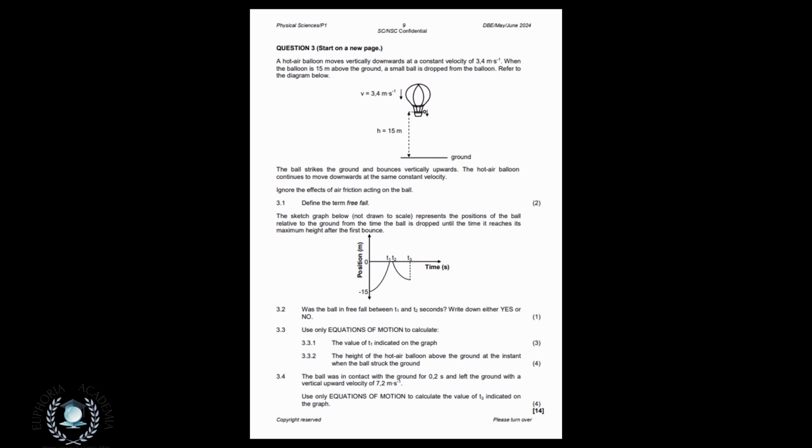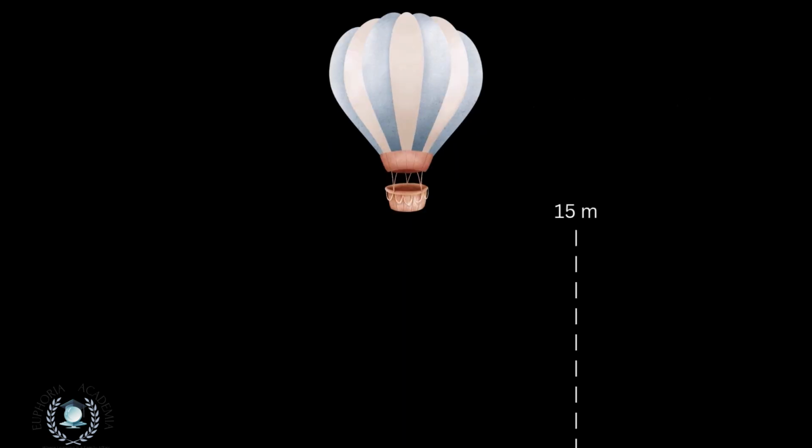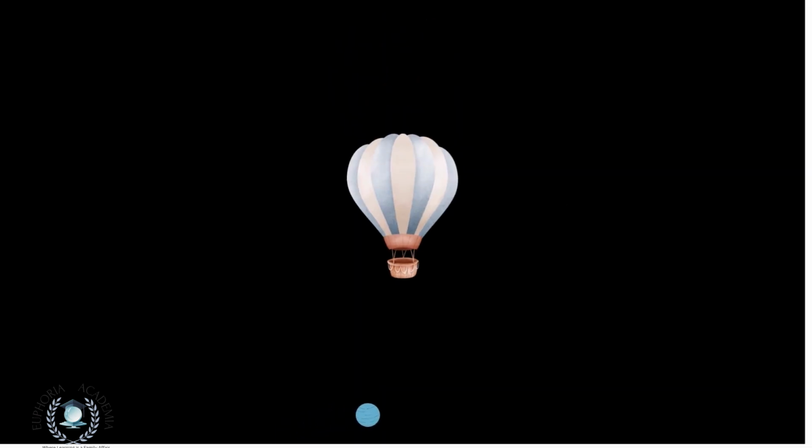Maybe let's see some animations. All right. So we actually have a hot air balloon that is moving at a constant velocity of 3.4 meters per second. Then when it reaches 15 meters above the ground, a ball is dropped. The ball hits the ground and then bounces on the ground periodically. All right, so let's see what the first question is.